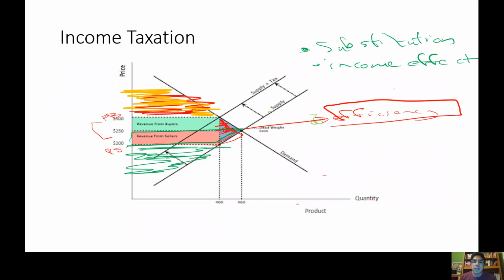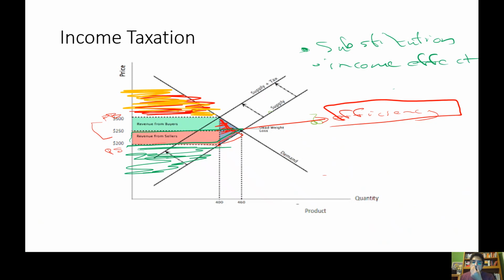So installing a tax on labor effectively increases the opportunity cost of continuing to work, and people are going to substitute work for leisure. That substitution effect perhaps explains the upward sloping supply curve of labor.